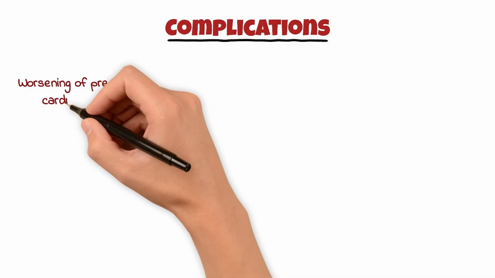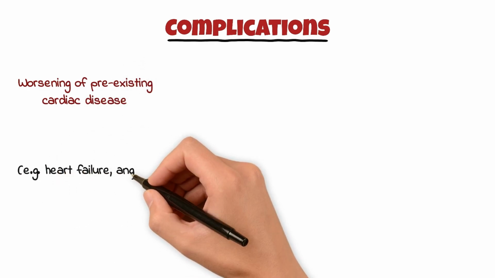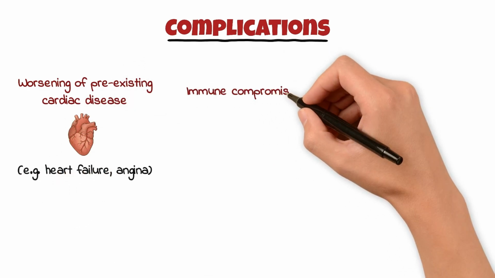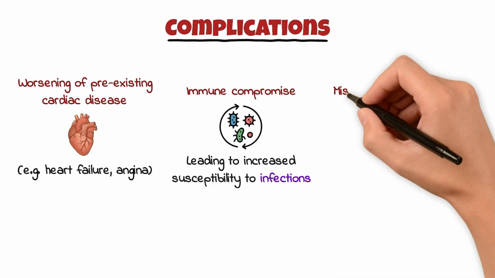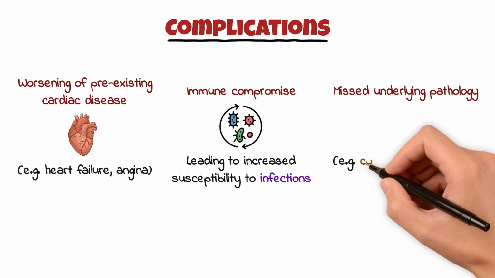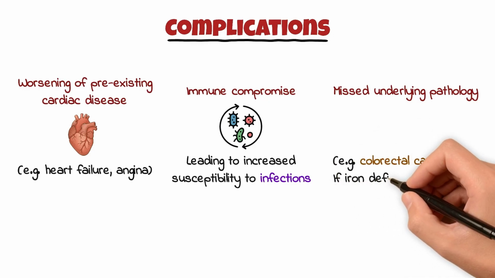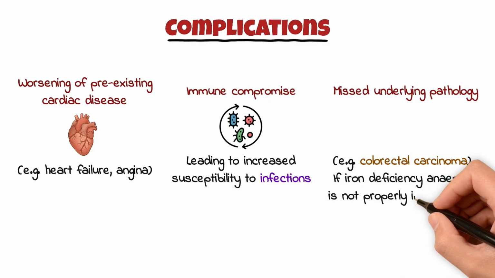Complications: worsening of pre-existing cardiac disease, for example heart failure and angina. Immune compromise leading to increased susceptibility to infections. Missed underlying pathology, for example colorectal carcinoma, if iron deficiency anemia is not properly investigated.